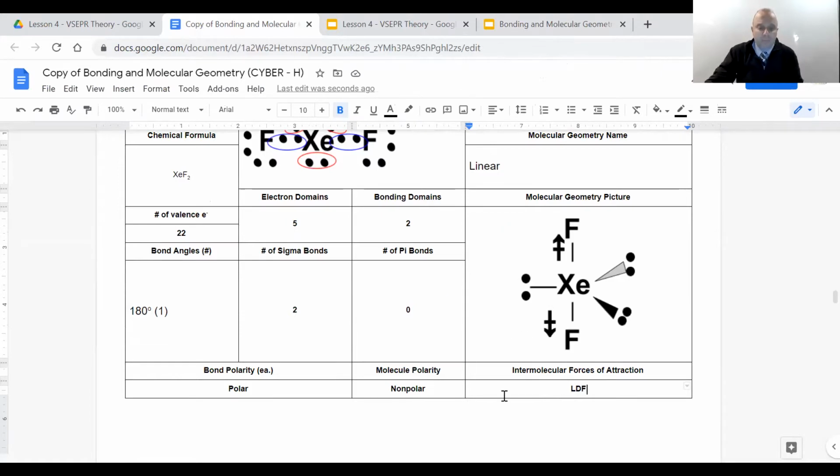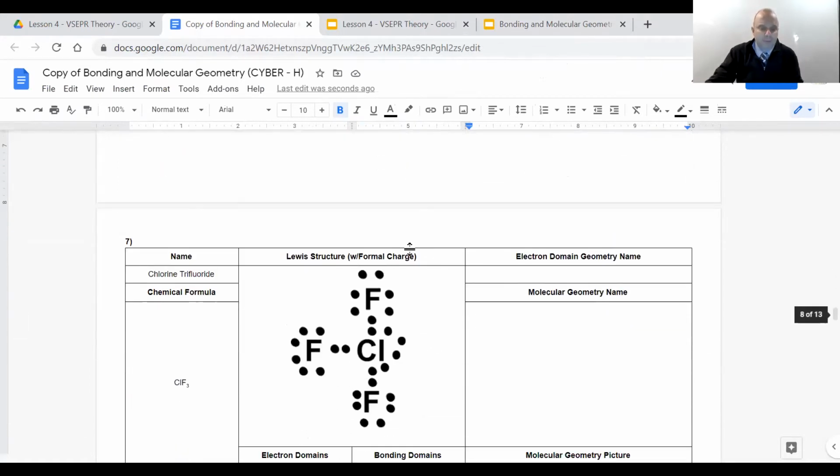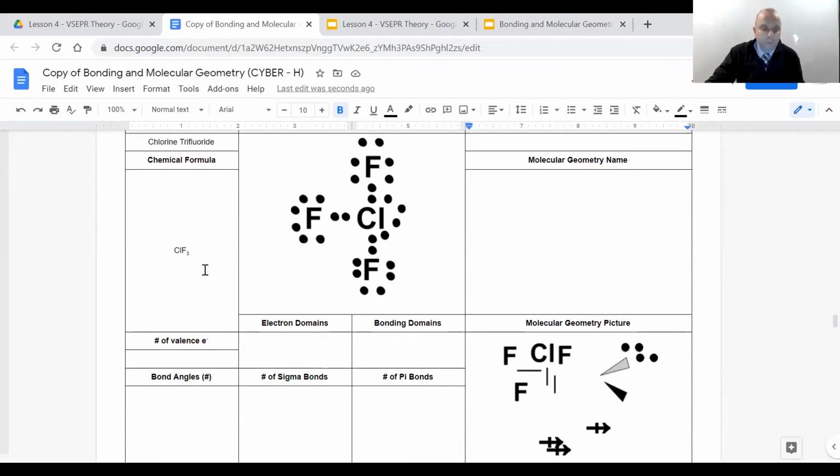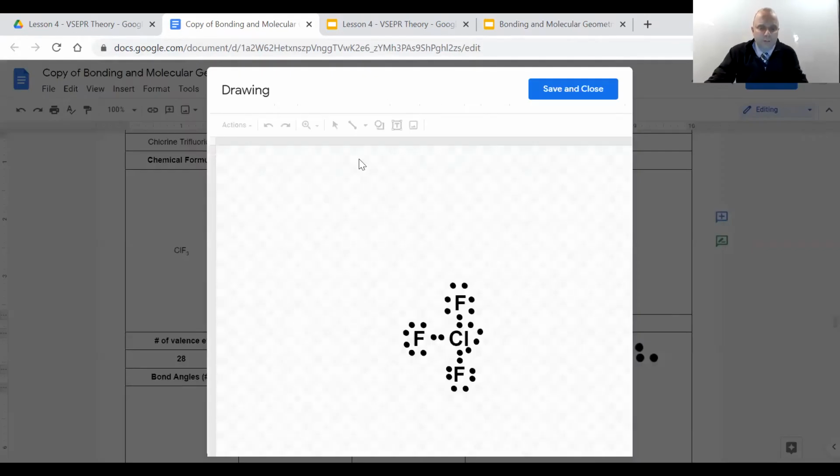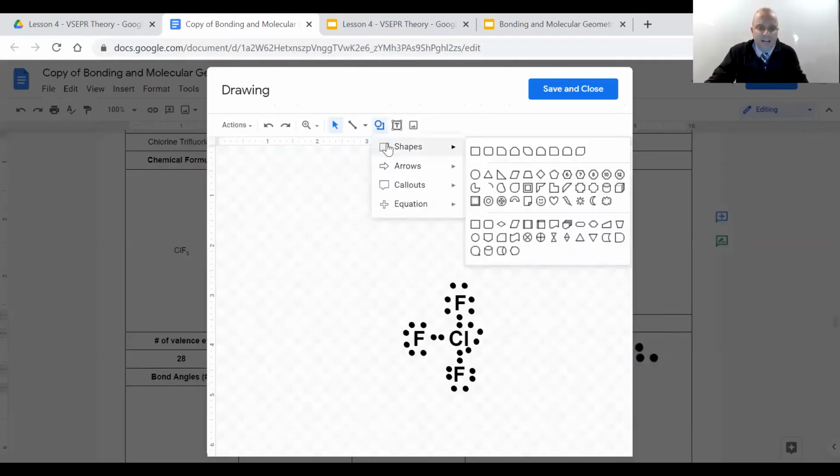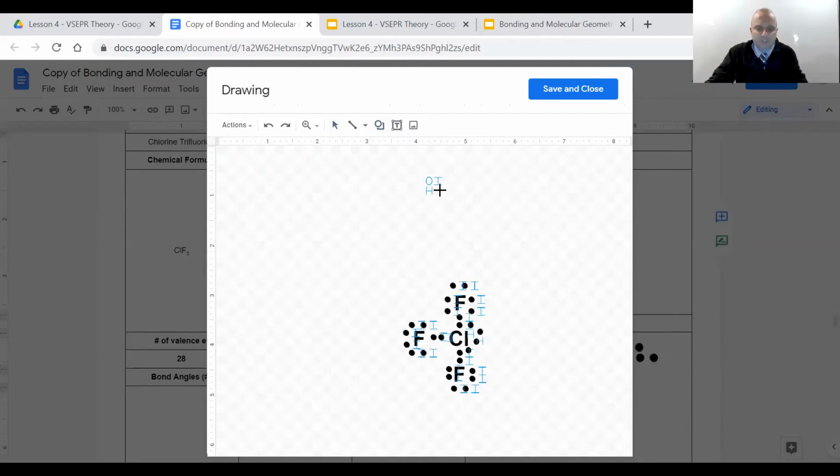Okay, we're going to move on and take a look at problem number 7. So problem number 7, we have 3 fluorines, that's 7 each, 21, plus a chlorine, 7 more. So a total of 28 valence electrons. We're going to identify the number of electron domains and bonding domains using these little circles that I'm making. We're going to have 5 altogether in this example.